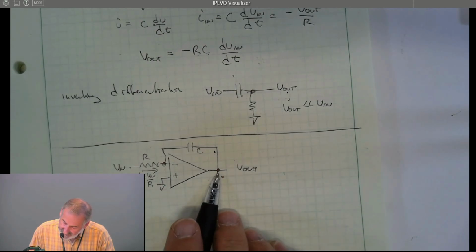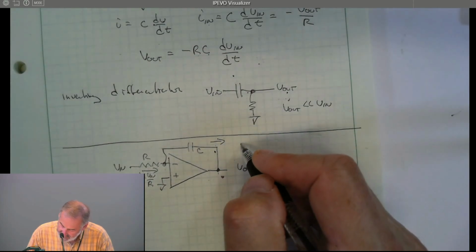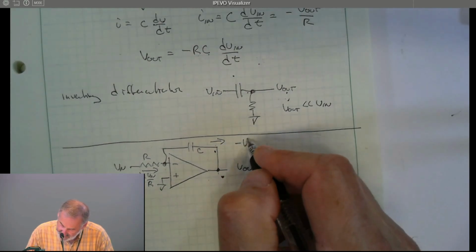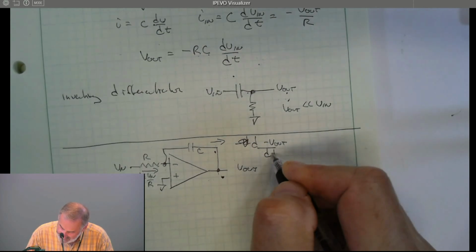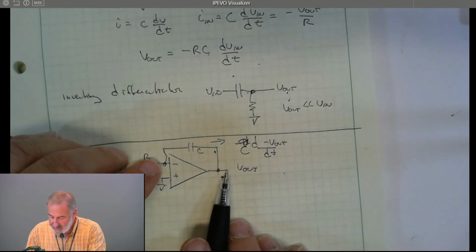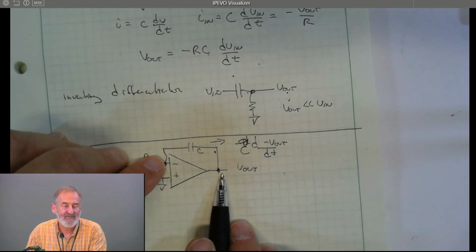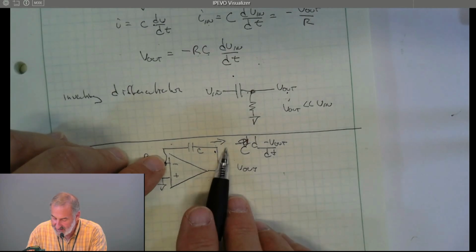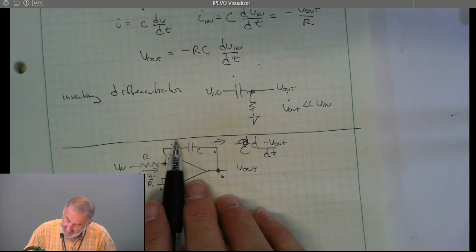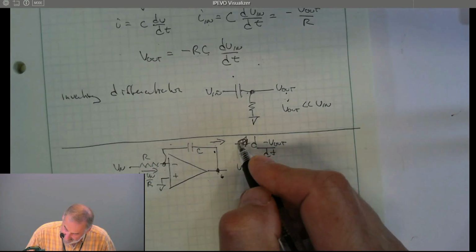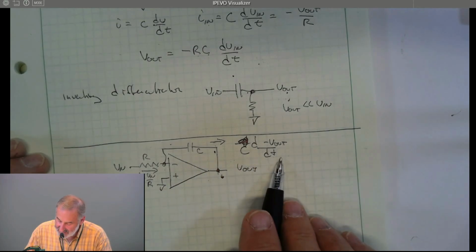And the current here is going to be d minus V out/dt times C. Why minus V out? Well, because the voltage across here is 0 minus V out, and so when V out changes, that causes current to flow in this direction. If V out is negative, that causes current to increase in this direction. Okay, so this current is C d(minus V out)/dt.